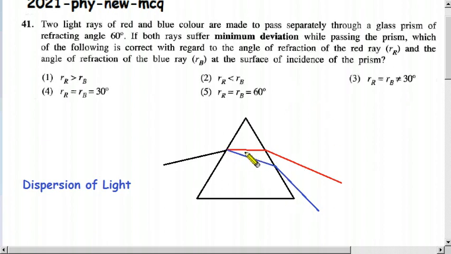I think you know this, because even in classes 10 and 11 they teach this dispersion of light. If you place a screen here, you can see the red patch above the blue patch. That means the deviation of blue is larger and the deviation of red is smaller, less than blue. So this question talks about minimum deviation.